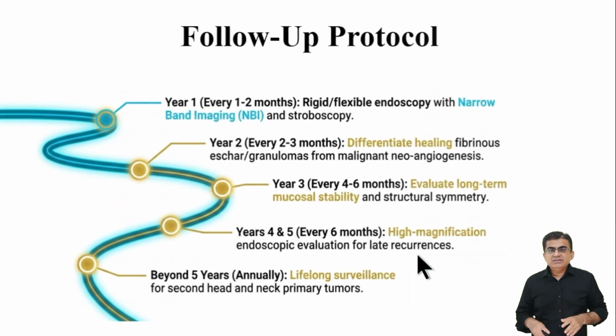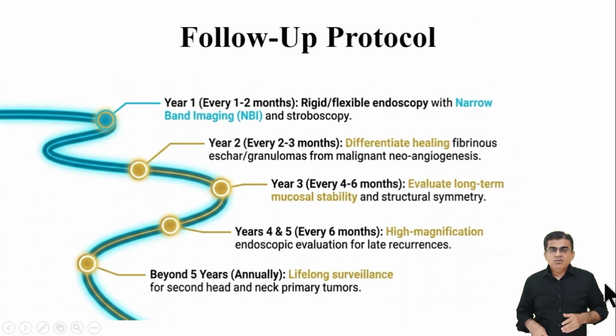Let us now review the specific timeline for how often you must examine these patients in your clinic. Our primary goal here is to closely monitor the healing and safely catch any microscopic recurrence early. You must examine the patient very frequently, ideally every 1 to 2 months initially for 1 year. During these visits, you must strictly use high quality endoscopy combined with narrowband imaging and stroboscopy. Next, look at the schedule for year 2. You can safely extend the visits to every 2 to 3 months.